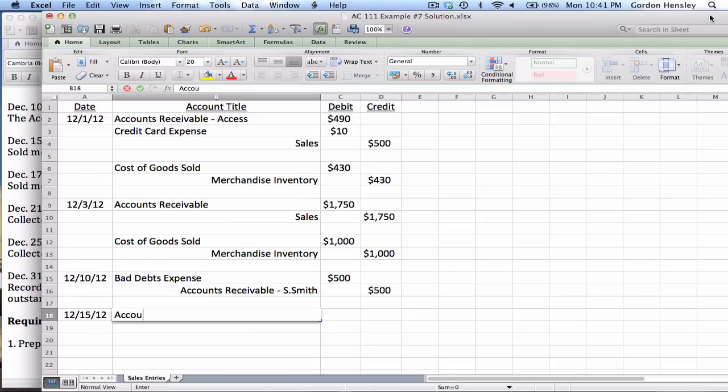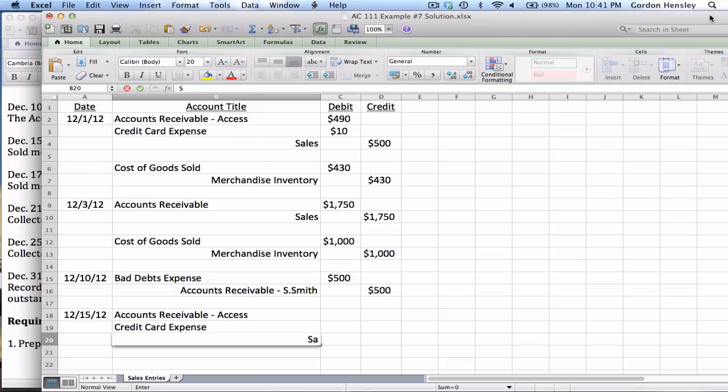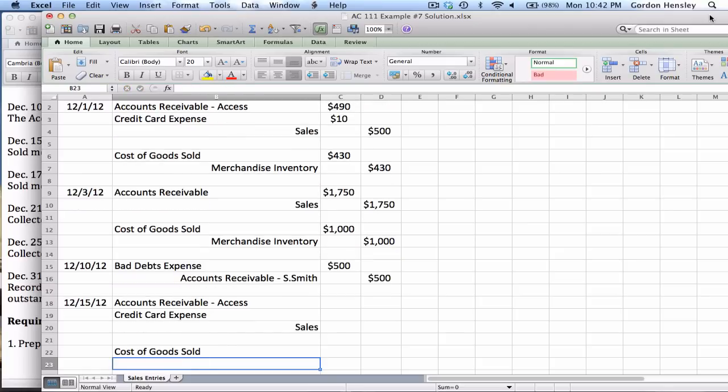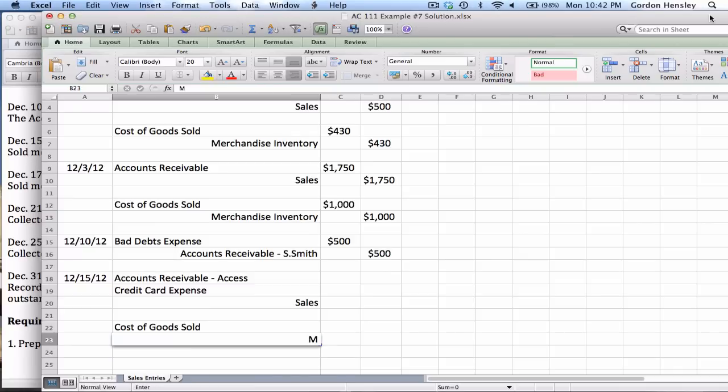It's going to be accounts receivable, Access. We're going to have a certain amount of credit card expense. So both of those need to be debited. We need to credit sales. We need to debit the cost of goods sold. And we also need to credit merchandise inventory.